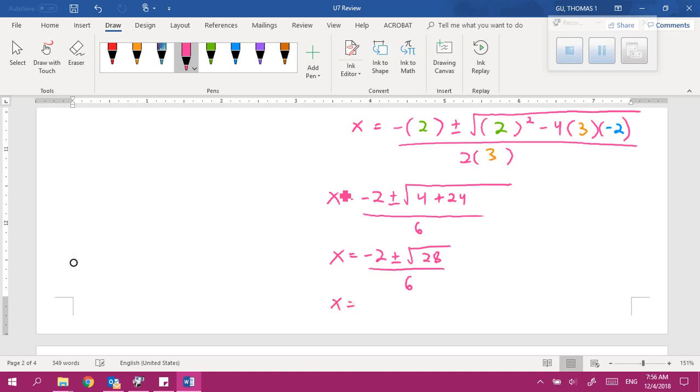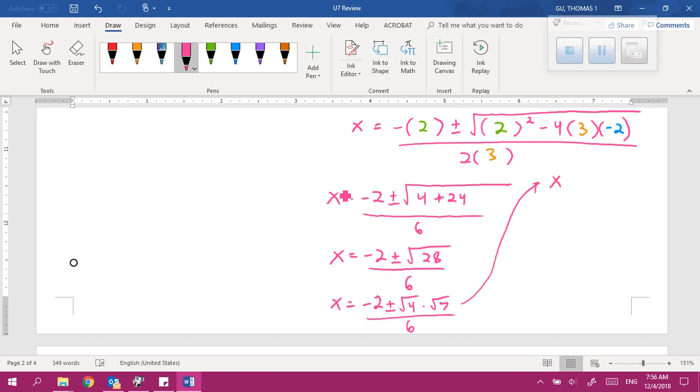So we can break it down a little bit. X equals -2 plus or minus. What does the square root of 28 break down into? 7 times 4, right? So we'll put square root of 4 times square root of 7 over 6, right? Okay, and then boom. So now the next step here is to simplify that square root of 4.